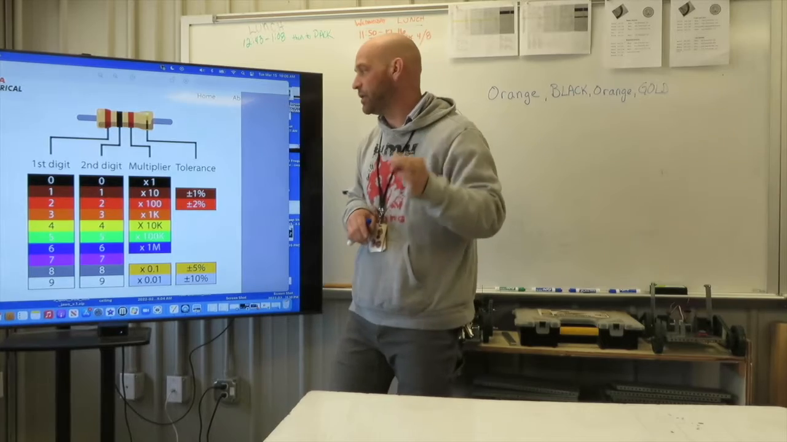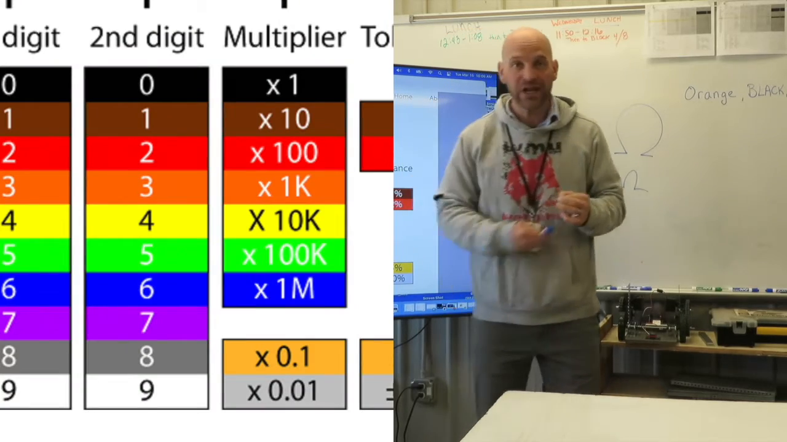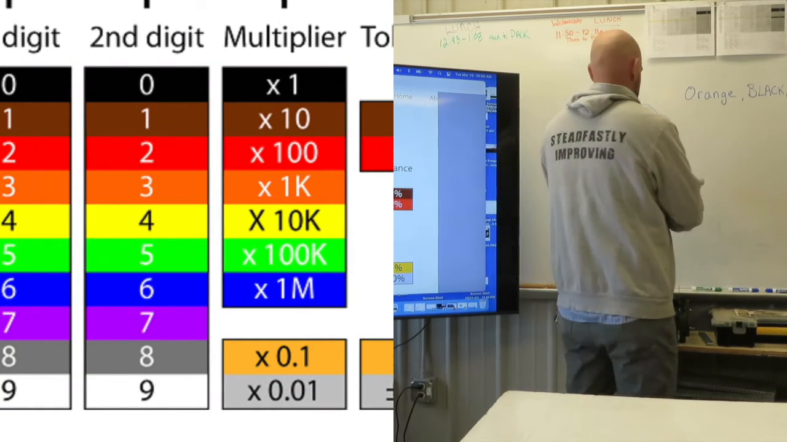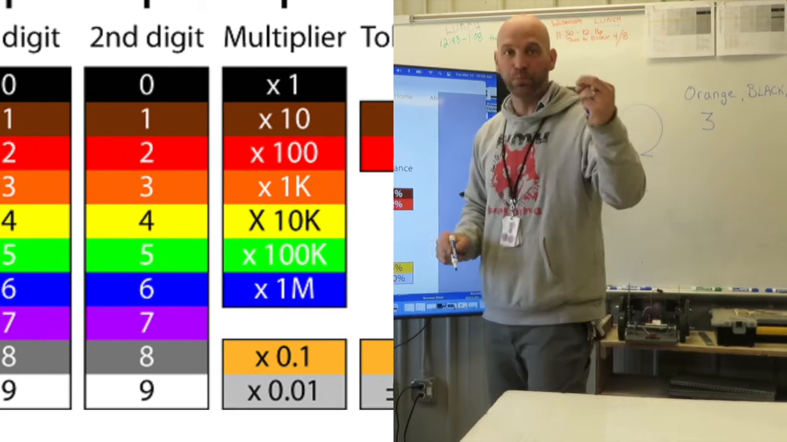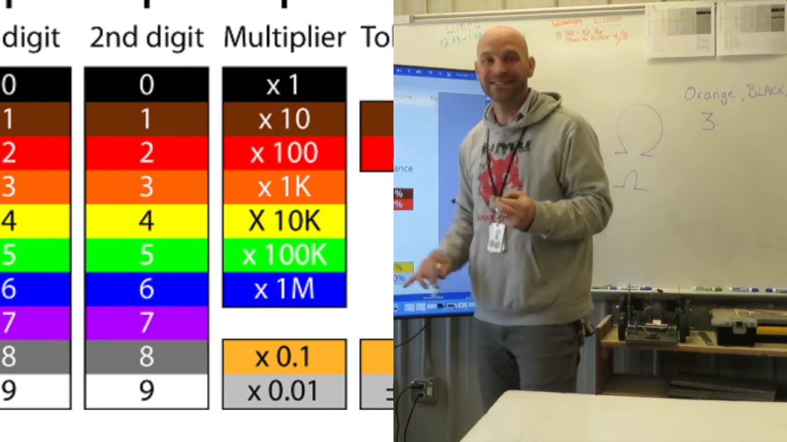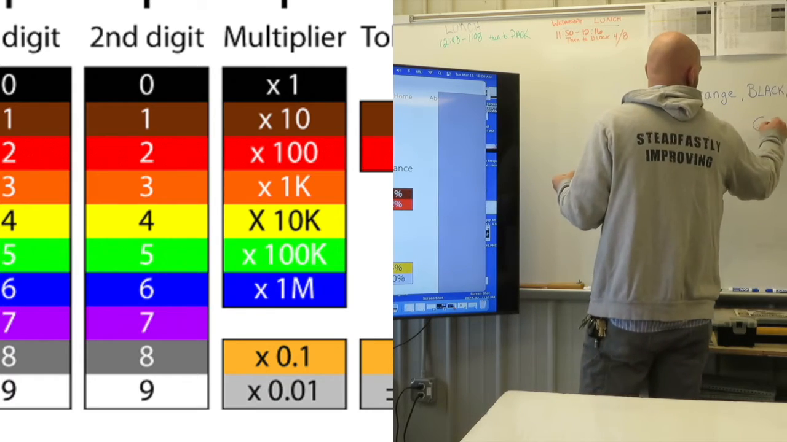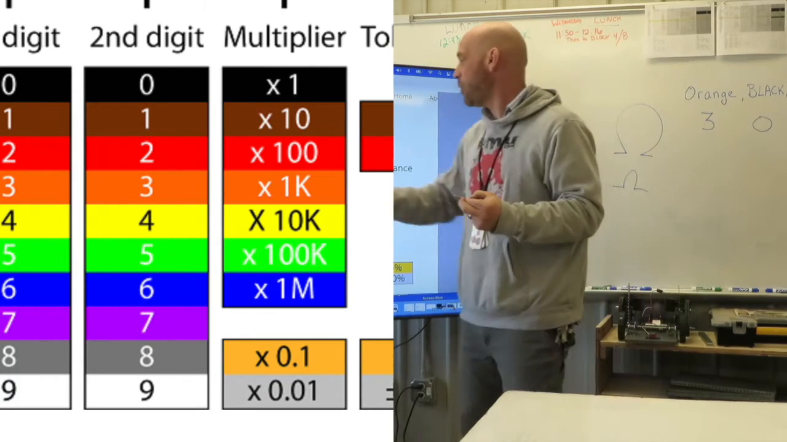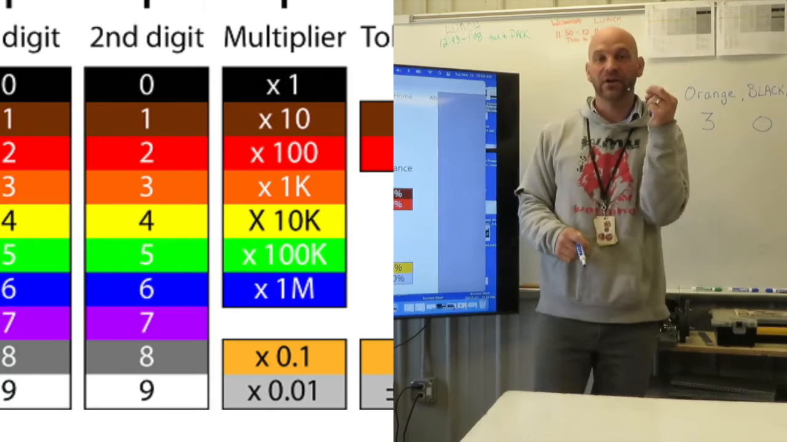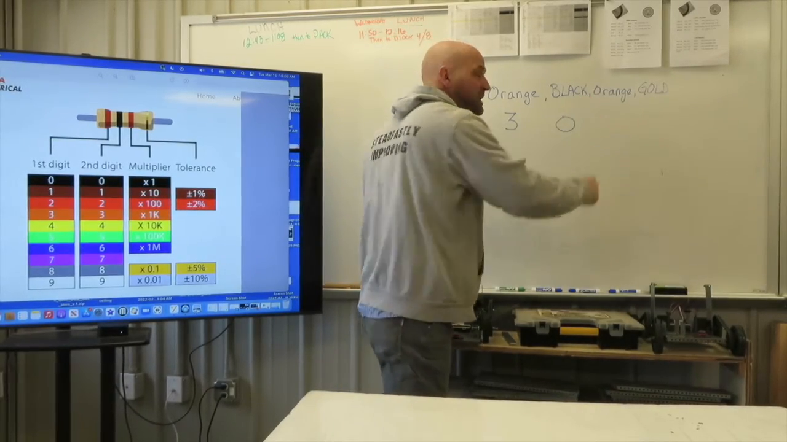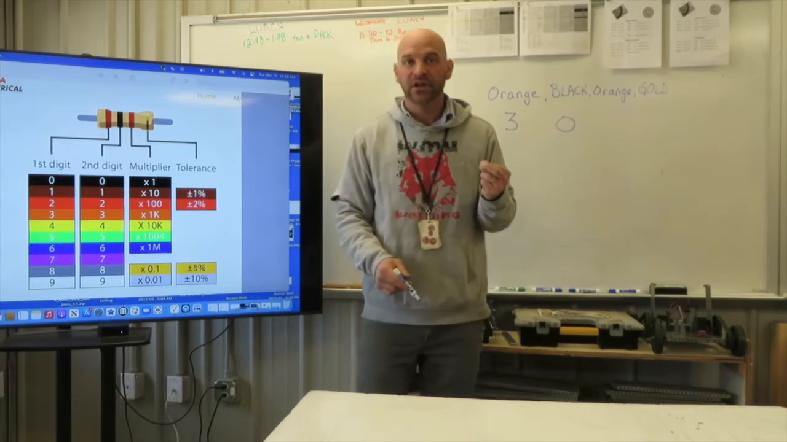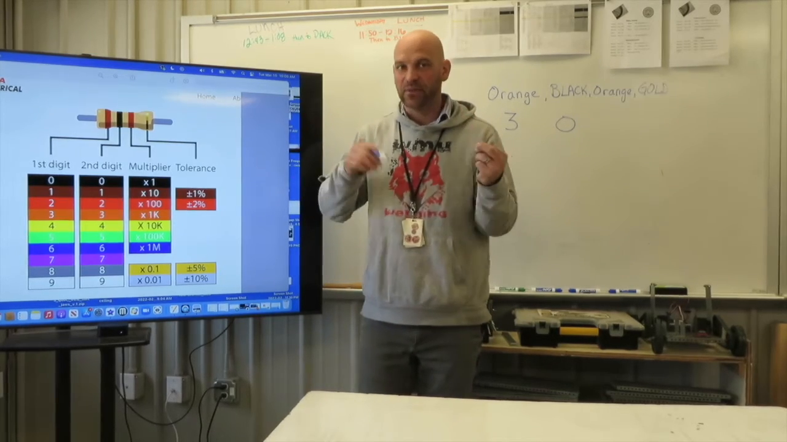So we have orange. Orange is a 3. Then we have a black, which is 0. Then we have orange, which is a 3. Now here's where students mess up sometimes. Sometimes they just want to put a 3. Other times they just get this a little bit confused.